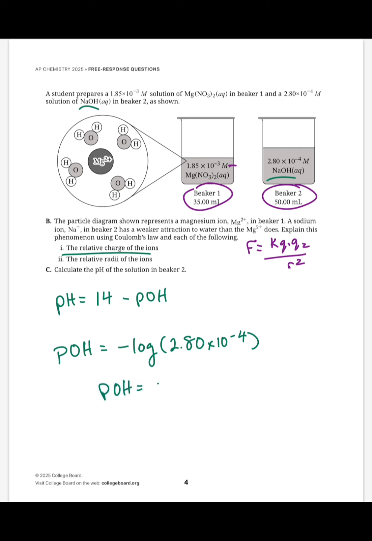This gives us 3.55. Plug this back in, so now we have 14 minus 3.55. That's going to give us 10.45, or we could approximate it to about 10.5. So that would be the pH of beaker 2.